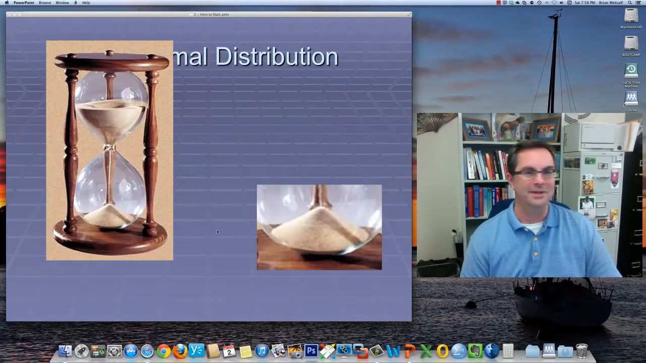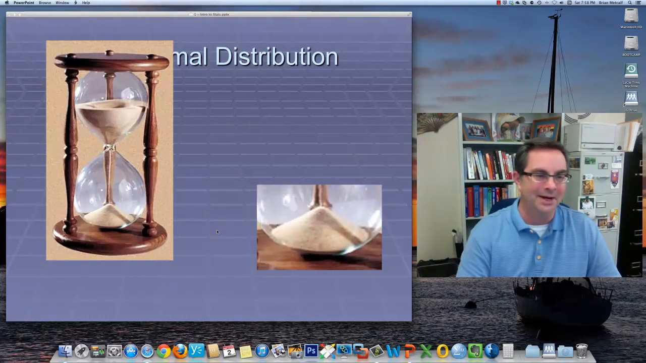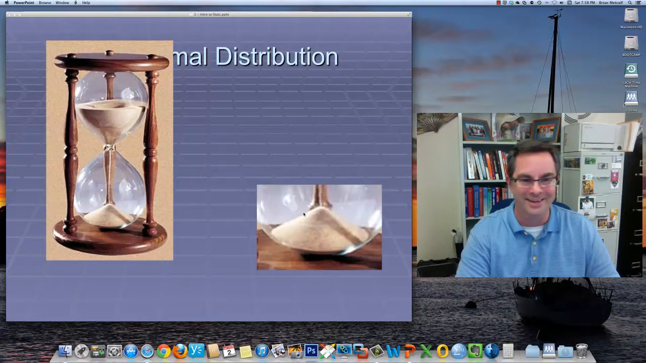What do you call these things? Not a sundial, not a sanddial. The name is escaping me, I can't believe I can't think of it right now. A sand clock, right? Hourglass, an hourglass. Duh.